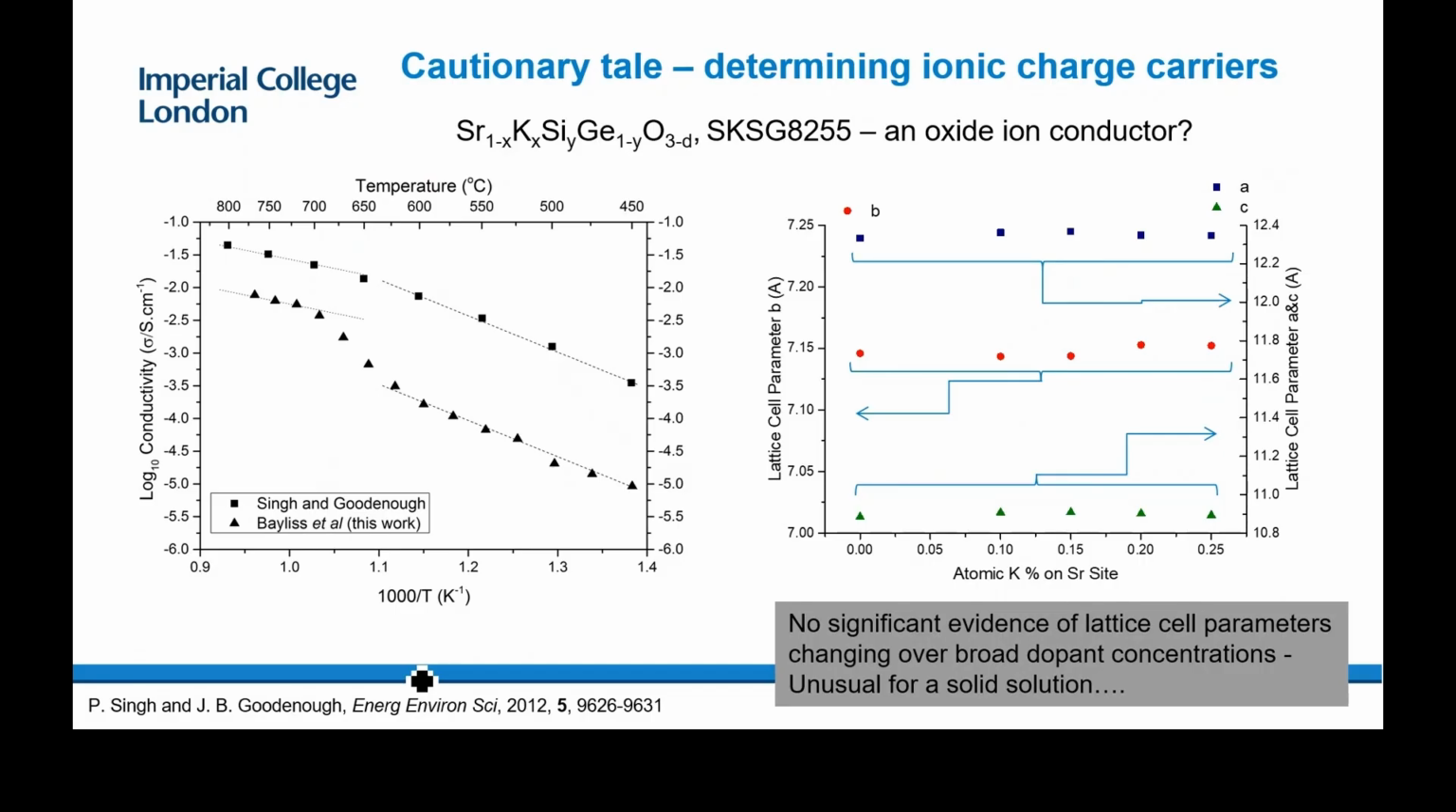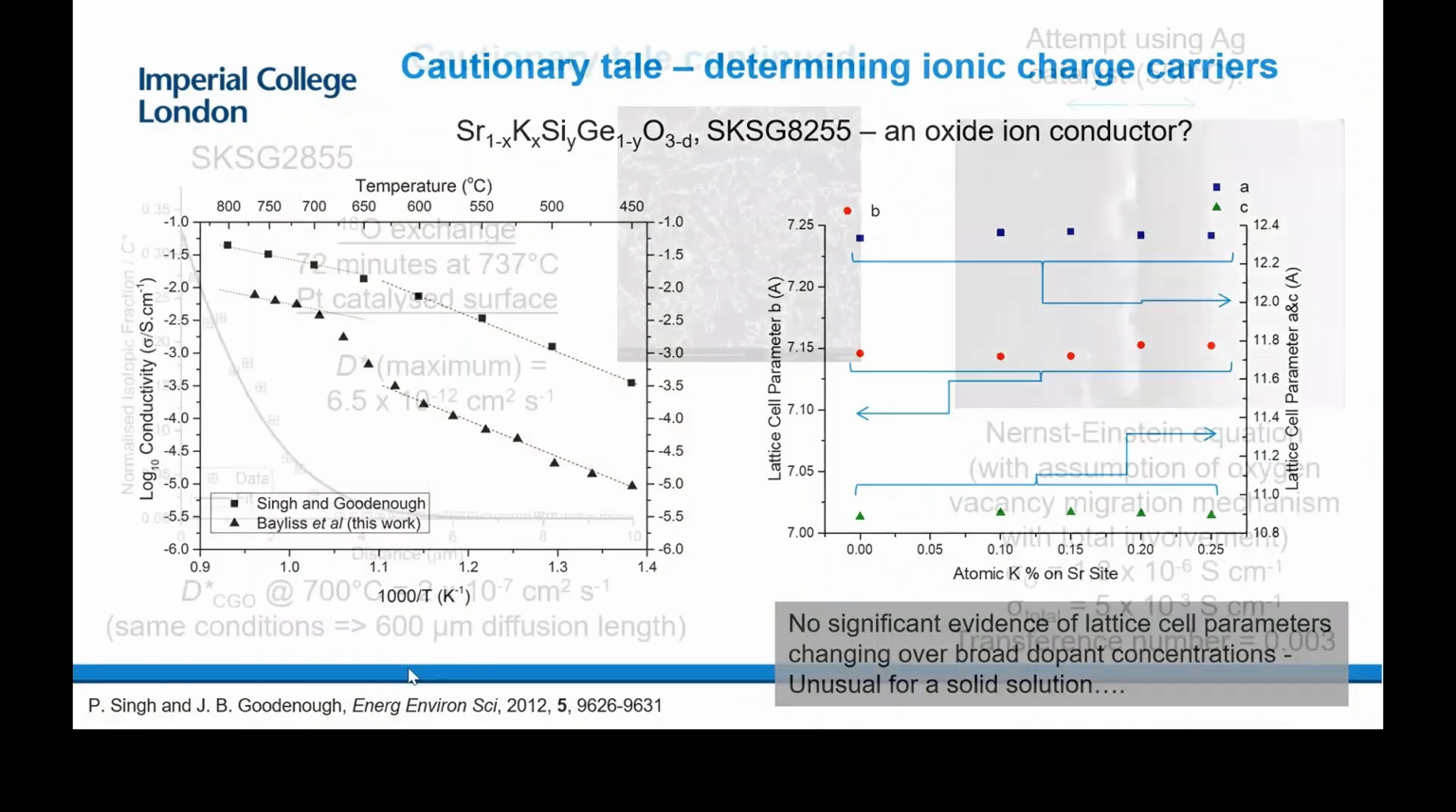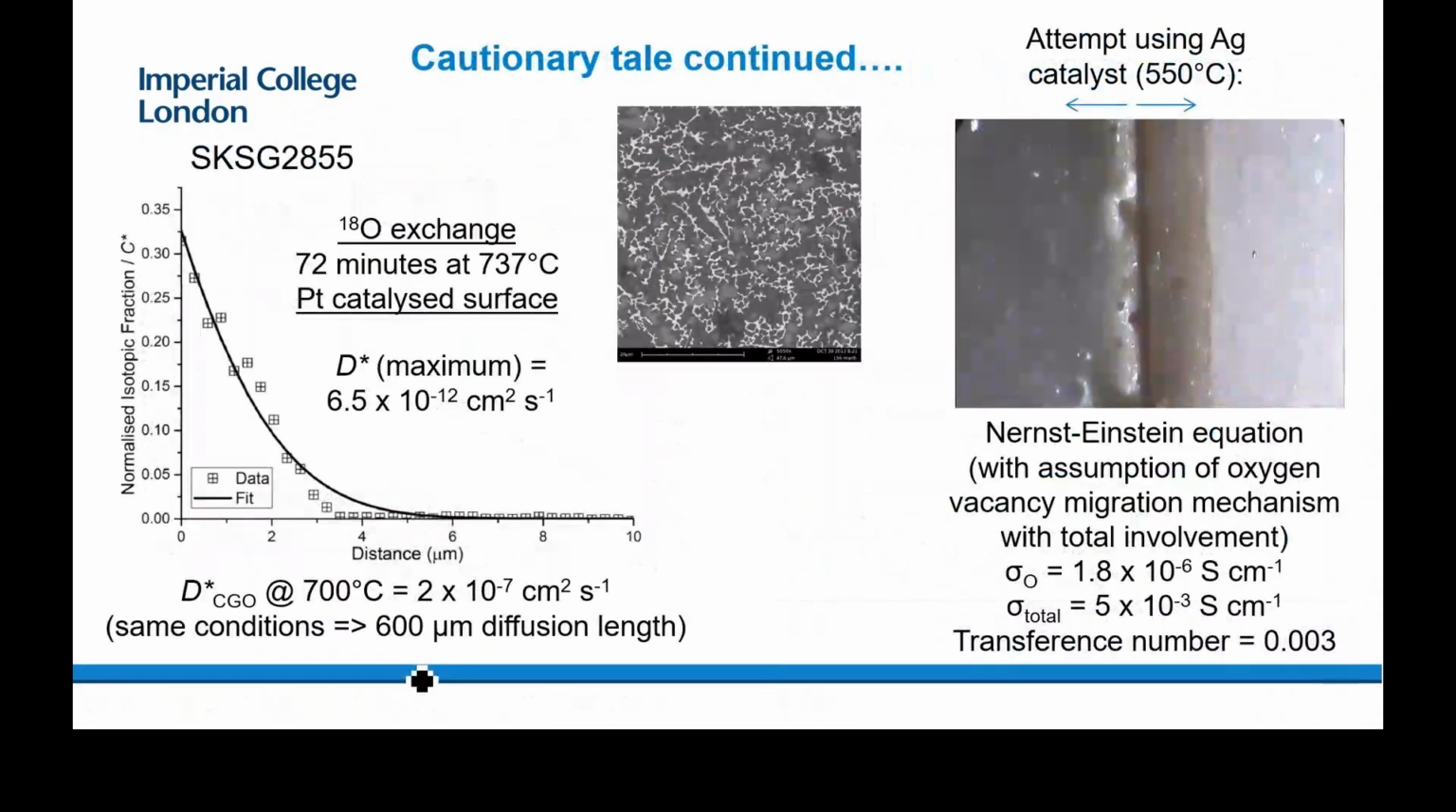And here's all the lattice parameters, and they're all flat. So something is definitely not stacking up here. So then we thought, well, let's do the unambiguous measurement, which I've been banging on about for the last hour. Let's do a SIMS measurement. Let's get the oxygen 18 tracer in there. That'll tell us the conductivity, right?